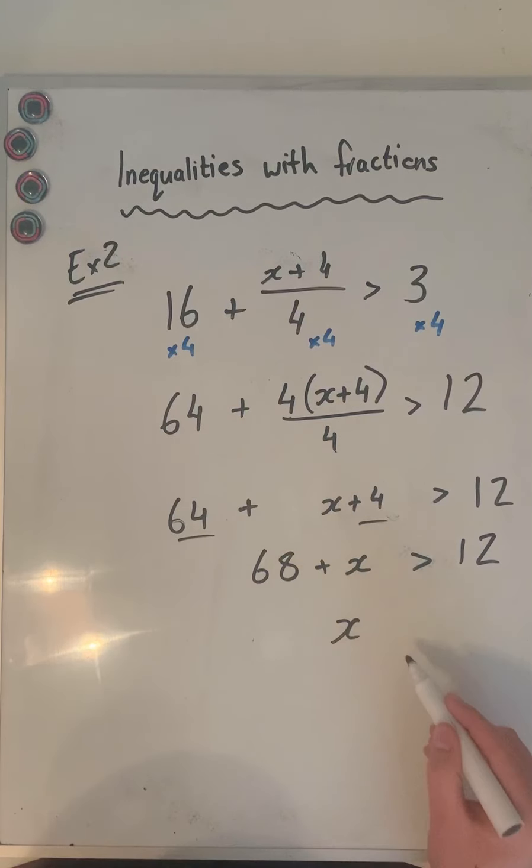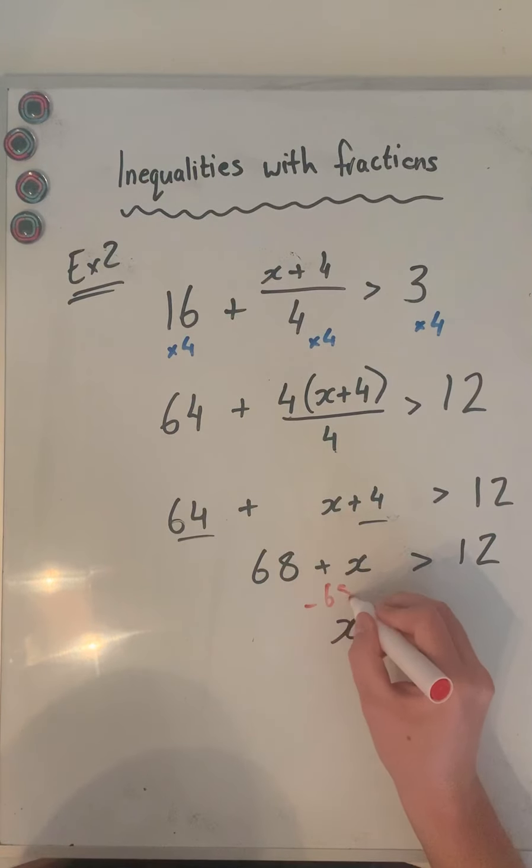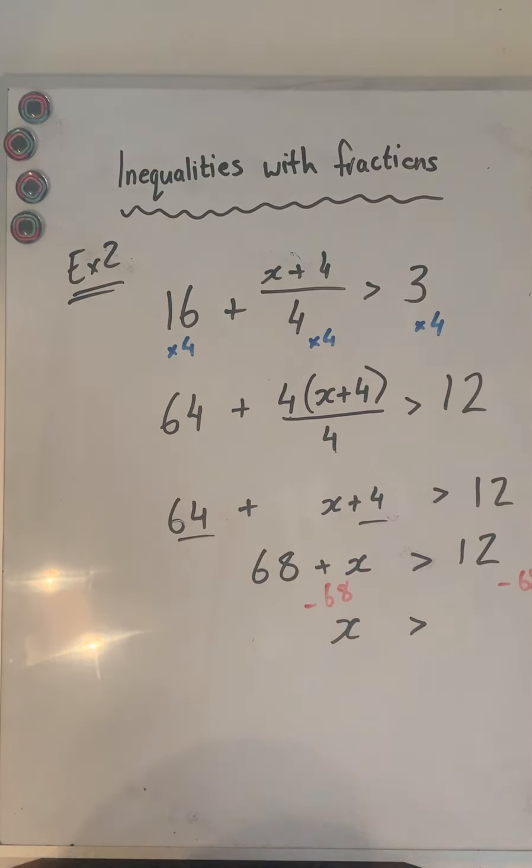And then if I just want to get x on its own, what am I going to do? I'm going to subtract 68 from both sides here. Okay, so 12 minus 68, and what would that give me? Remember, you'd never be trying to do this in your head, just always show your working. 12 minus 68 would give me a negative 56. Okay, and that would be you finished.